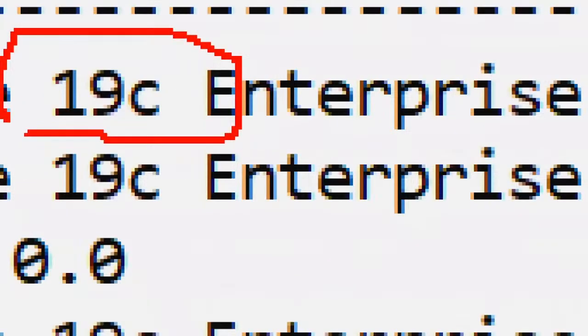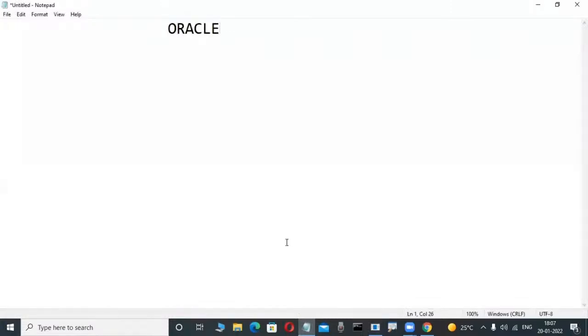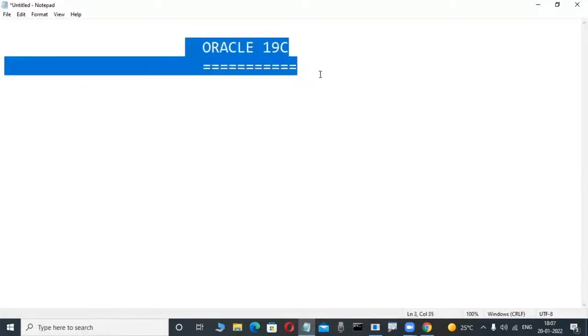C means cloud technology, cloud computing. In olden days, there was grid computing. Now it is cloud. What cloud is and all these things, we will understand. Now this is Oracle 19C. 19C means cloud technology. Observe it here. This is the latest version we are learning in our class.